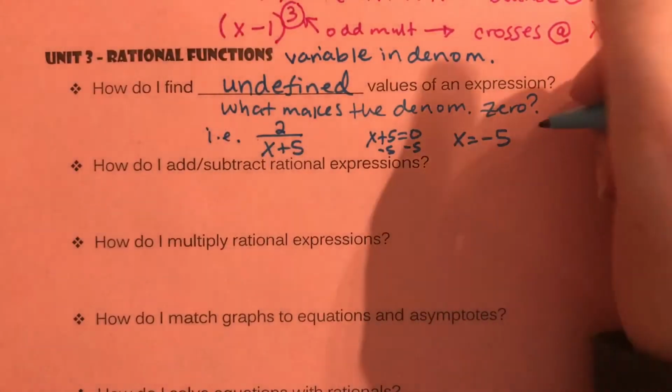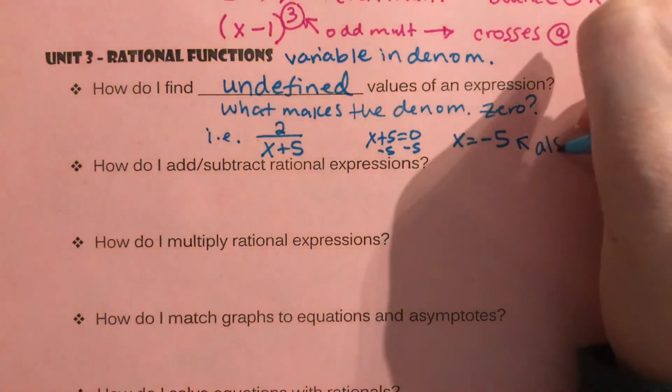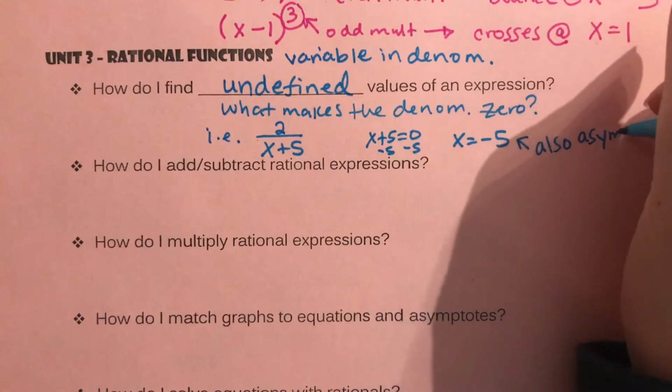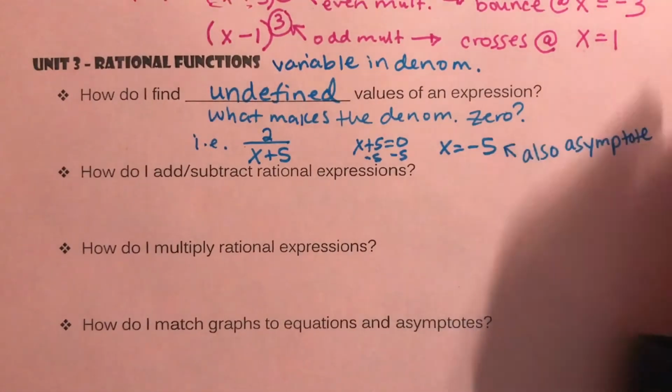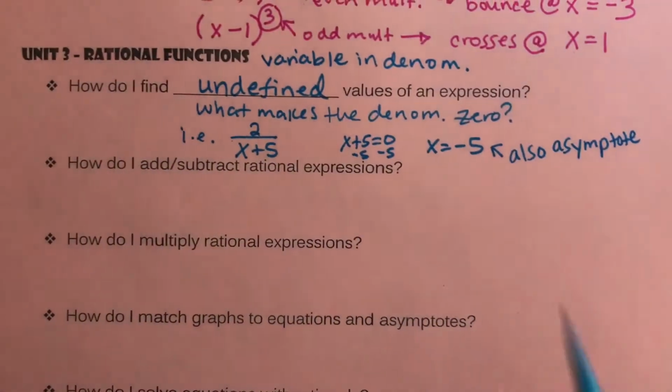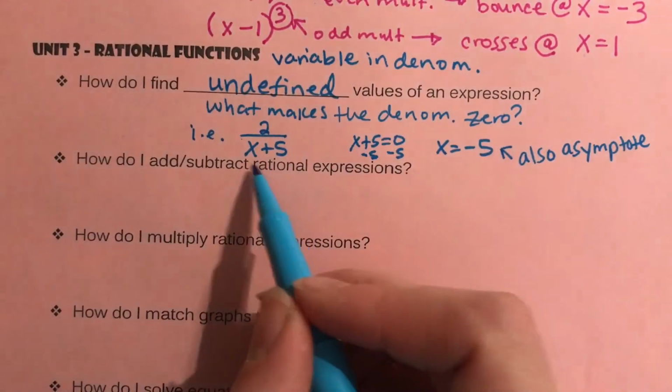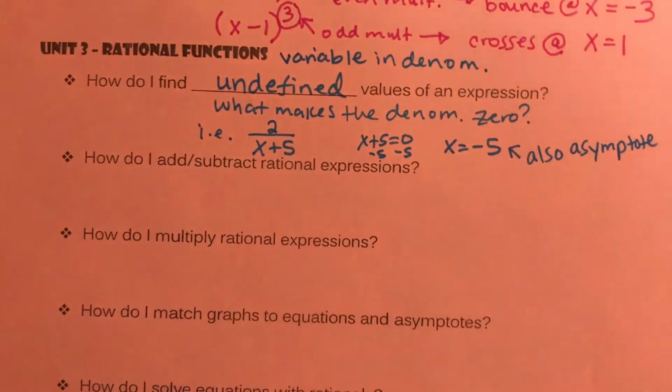And that also matches up with our asymptote. So when we looked at graphs, the asymptote matched up with our undefined value here.